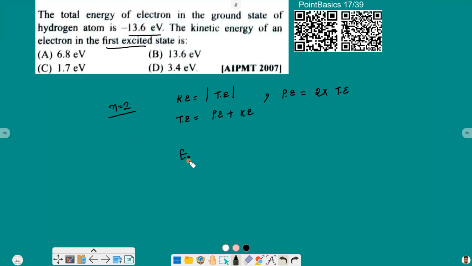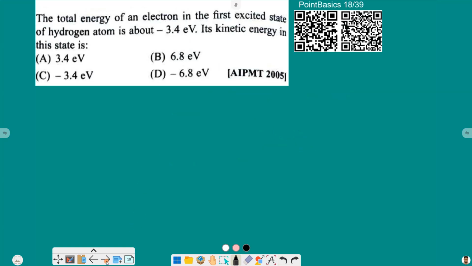and if n is 2, then the total energy of the second state will be equal to minus 13.6 divided by 2 square, and this will give us minus 3.4 electron volt. So kinetic energy will be the modulus of this, and that is option D for us. Let us move to the next one. The total energy of the electron in first excited state is about minus 3.4 electron volt, and its kinetic energy is asked. We just solved it, that kinetic energy will be the modulus of the total energy, and that will be option A for us.